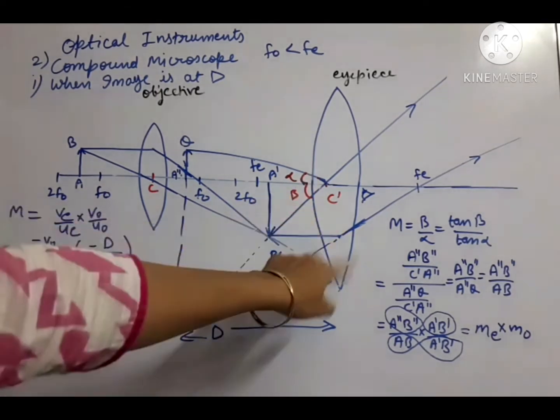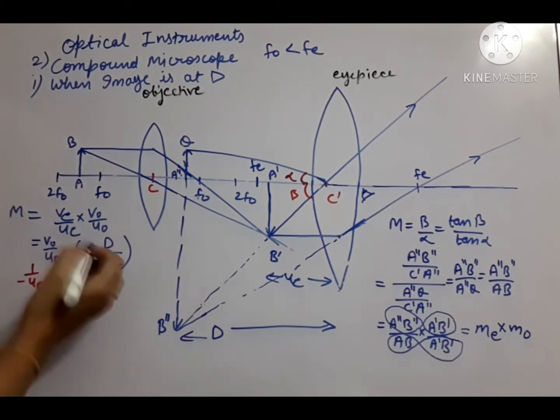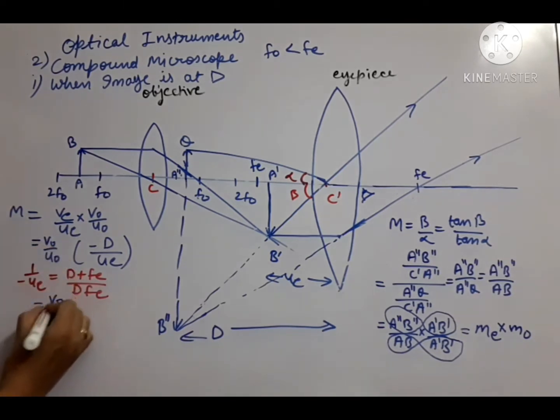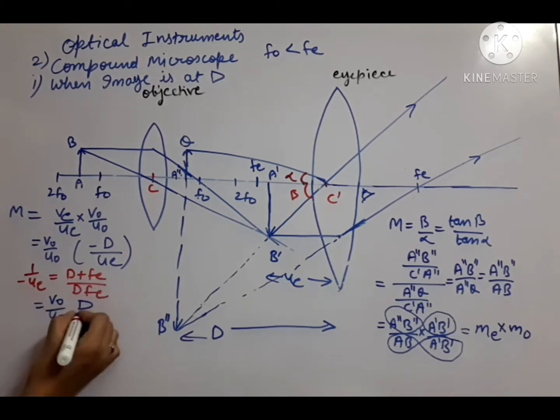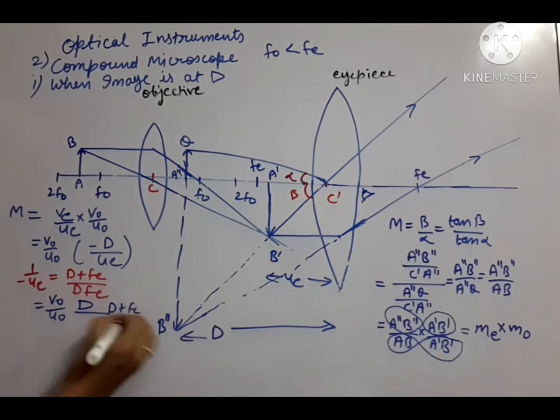Just now we are talking about the eyepiece lens, so (D plus FE) upon D FE. This formula you remember, you can directly apply for all those cases where the image is formed at D. To see how this formula came, you can see the derivation part in the simple microscope. Now let us apply it here in our formula. VO upon UO as it is, D. Now 1 by UE: 1 by UE is how much? (D plus FE) upon D into FE. So this D and D are getting cancelled.